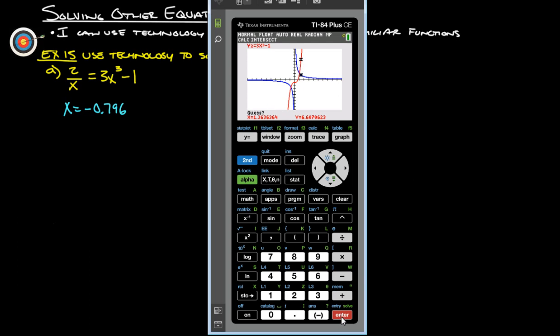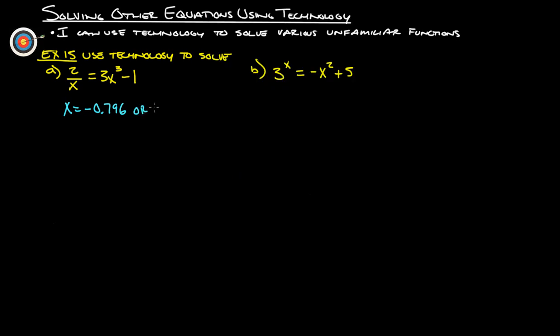You want us to guess? Sure. And we push that, and we get the intersection is at 1. So we get negative 0.796 or 1. Those are the two numbers that are going to make the two values of x that make this equation work. Okay? All right, let's take a quick comedy break here before we do B.